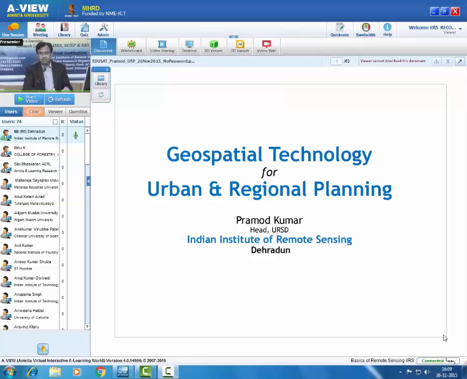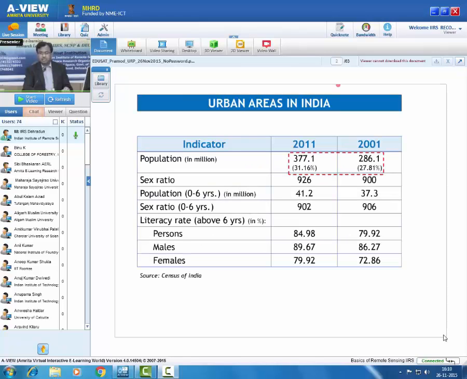Day before yesterday, my friend spoke about the urban growth models. Today, in this lecture, we will discuss geospatial technology, its fundamentals, and its relevance to urban and regional planning and some applications. Now, let me begin with urban areas in India.